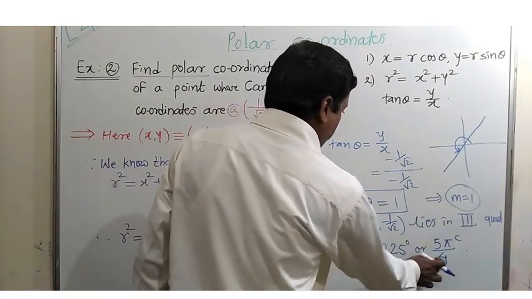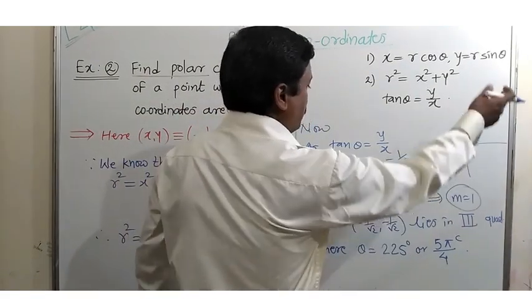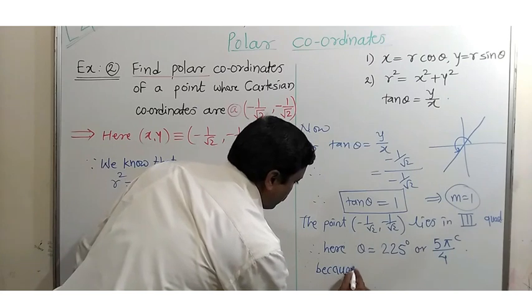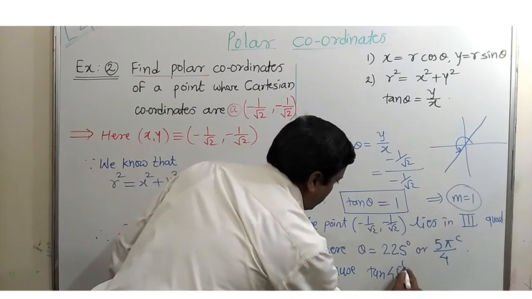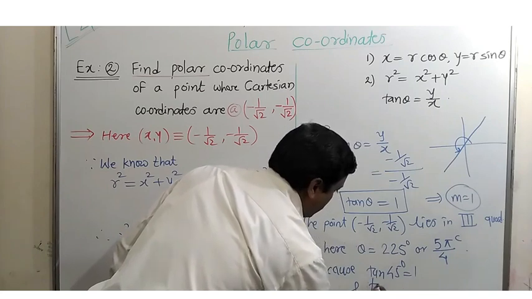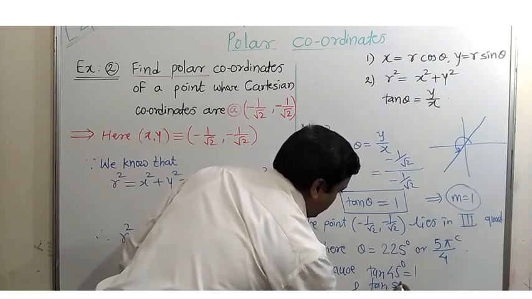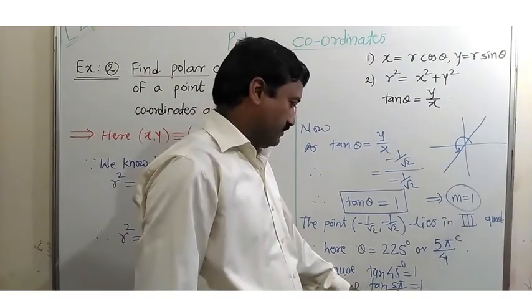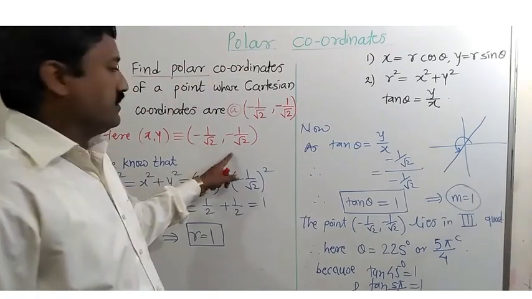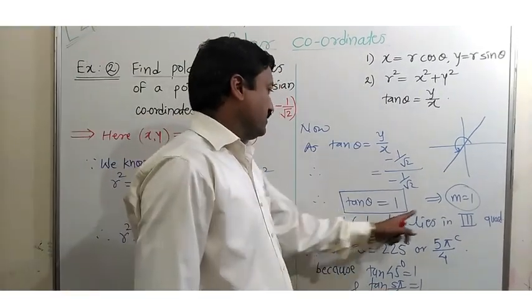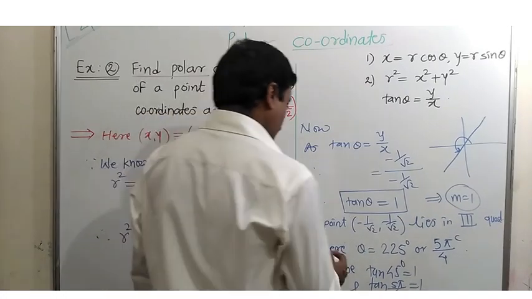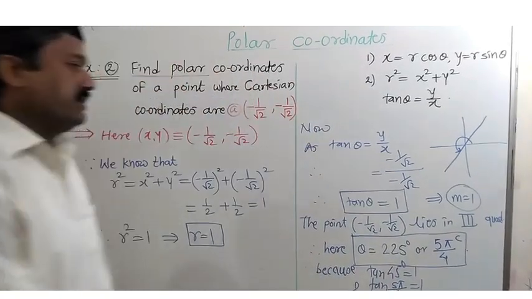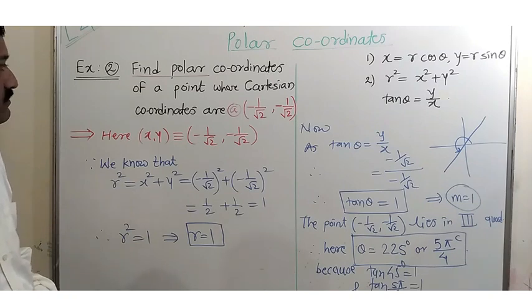Therefore, tan of 5 pi by 4 is equal to 1, or tan of 45 is equal to 1, because tan 45 is equal to 1 and tan 5 pi by 4 is equal to 1. So out of these two, this one is correct because the point lies in the third quadrant. So theta is equal to 5 pi by 4. Okay.